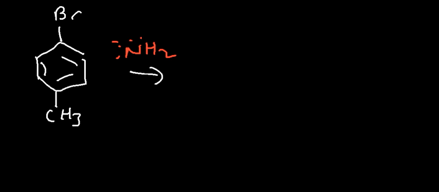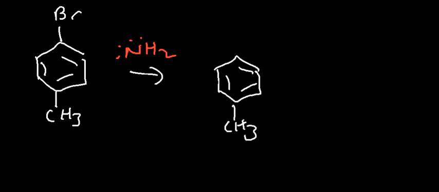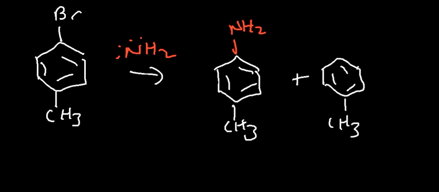Okay, so if we add amide, we can form the benzyne on the right side, or we could form it on the left side. So that means that the NH2 group can go on three different positions. It can go directly where the bromine atom was, or it can go on the right side, or it can go on the left side. I meant to put that on the right side.